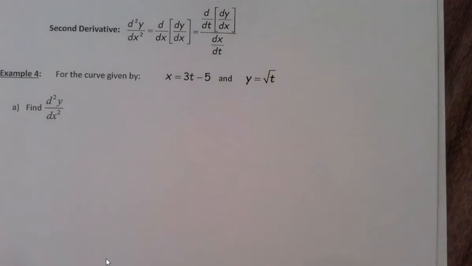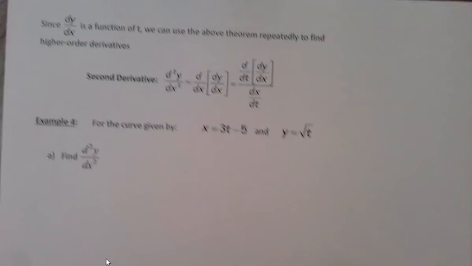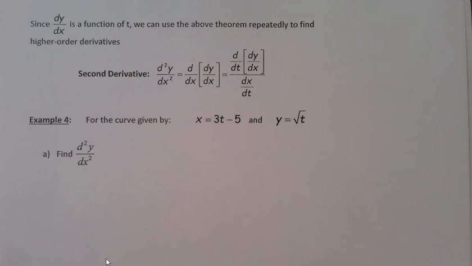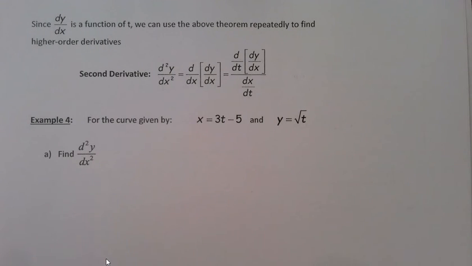tangent lines. If we could do a derivative, it stands to reason we could also do a second derivative. And so we'll look at that over here on this next page. Since dy/dx is going to end up being a function of t, we can actually use the theorem twice to find the higher order derivatives.